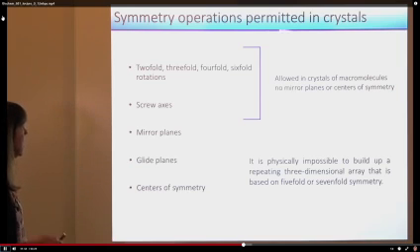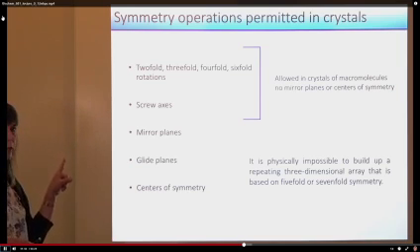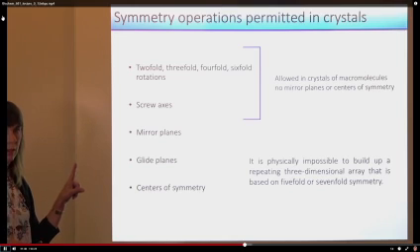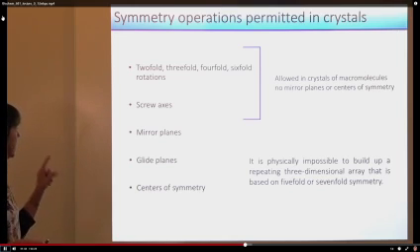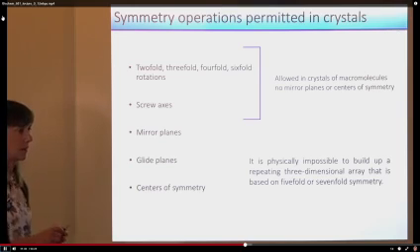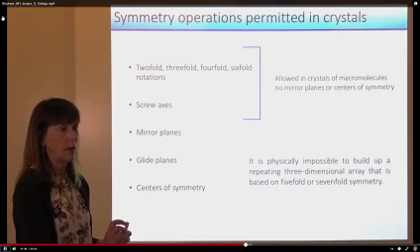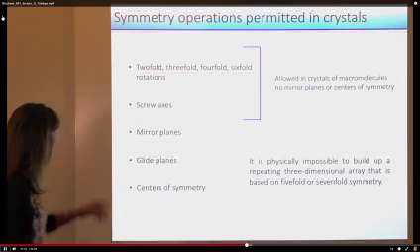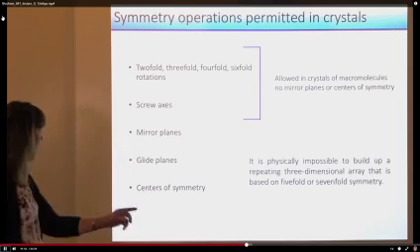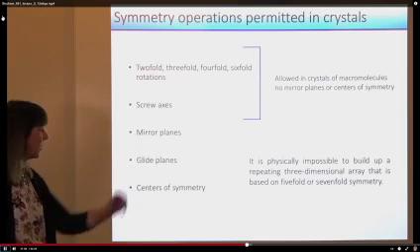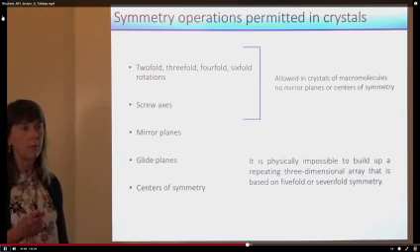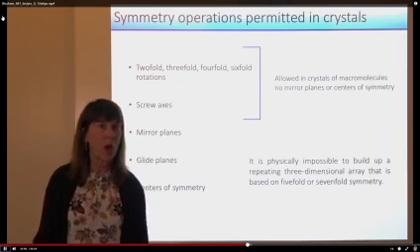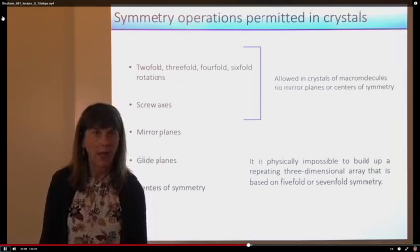Now, what we see in proteins is you can have a 2-fold, a 3-fold, a 4-fold, and a 6-fold rotational axis. You don't have 5-folds. You can also have what's called a screw axis. So one asymmetric unit might be related to another asymmetric unit in the unit cell by a rotation and translation. We can't have mirror planes, reflection through a plane. We can't have glide planes, which is reflection and translation. And we can't have centers of symmetry in protein crystals or nucleic acid crystals. And why? Because we have chiral molecules, because we have L amino acids.